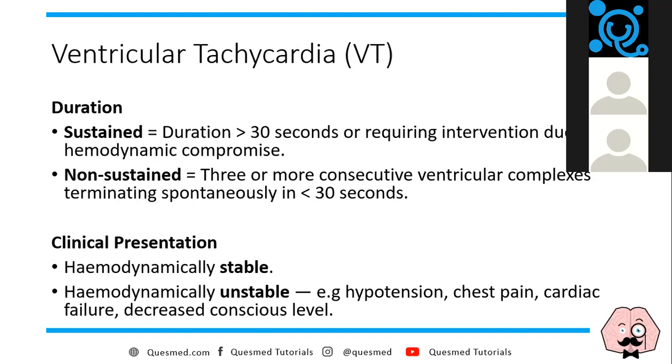And thinking about how we are going to manage these patients, if we go back to our HIS acronym, do they have heart failure? Do they have myocardial ischemia? Do they have shock? Do they have syncope? If they have any of these features, then we need to think about cardioversion and giving them that shock. If they're stable, then as half of you rightly said, we would go for the IV amiodarone.